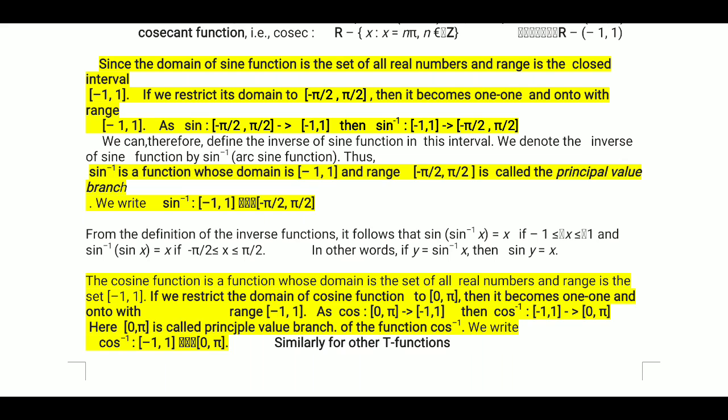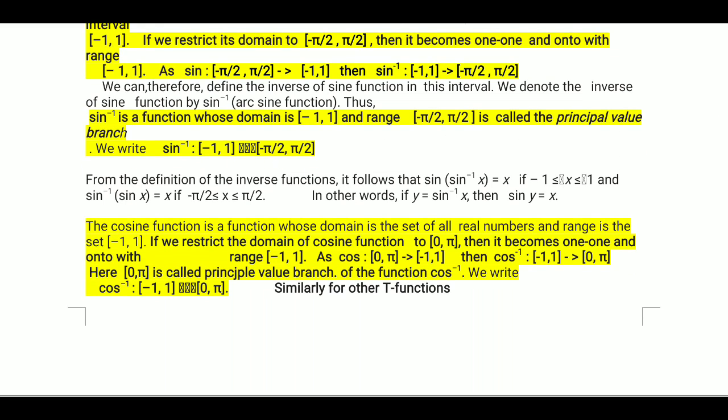Suppose we have y = sine inverse x, then what happens? It means sin y = x. This is the method.